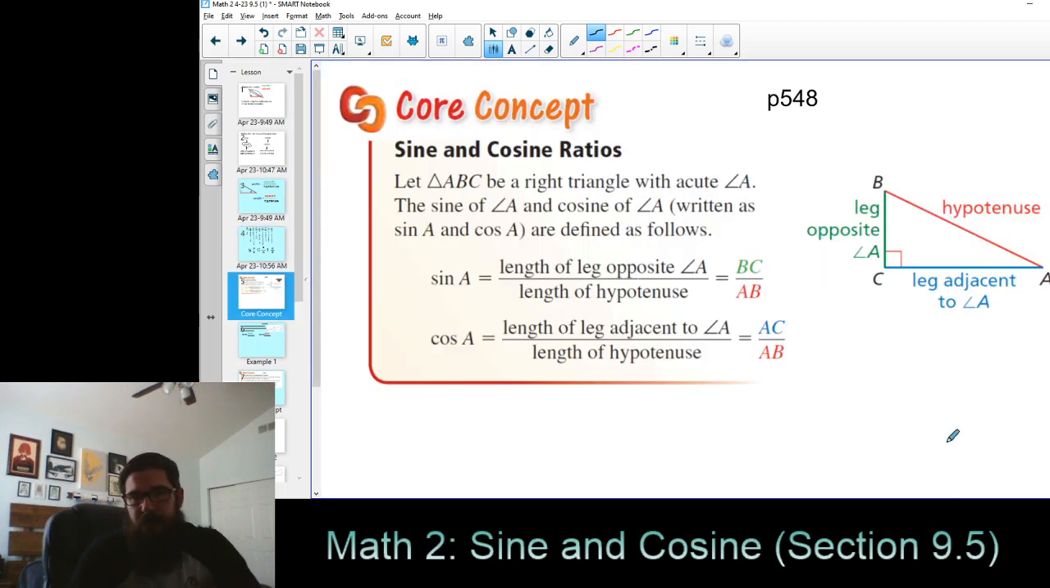Page 548 shows another visualization of this idea. If I'm talking about this angle A for sine, it's the opposite leg, which is green here, over the hypotenuse, which is red. Cosine is the adjacent leg, which is the blue one, over the hypotenuse, which is still red. Tangent in this case of A would be the opposite over adjacent, or green over blue, if we were messing with that. By the end of this, we will mix all three.